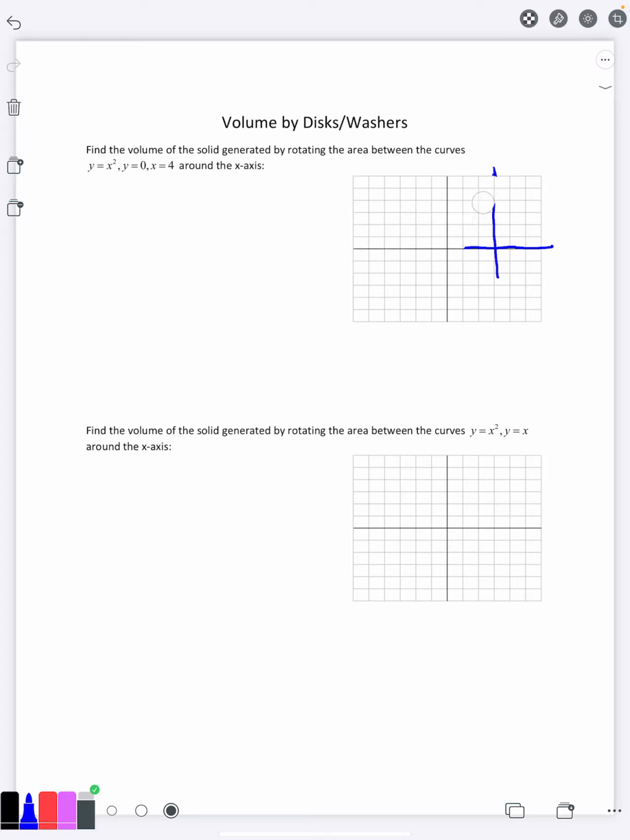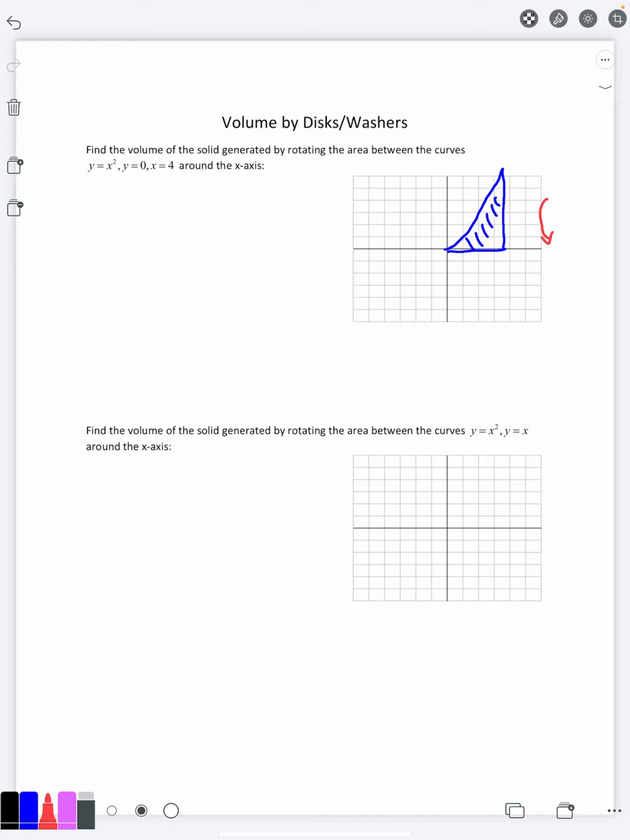If I just redraw it here a little bit nicer, it's going to look something like this here. So they start with this shape in 2D, and they're going to take this shape and rotate it. In this case, they're rotating around the x-axis.